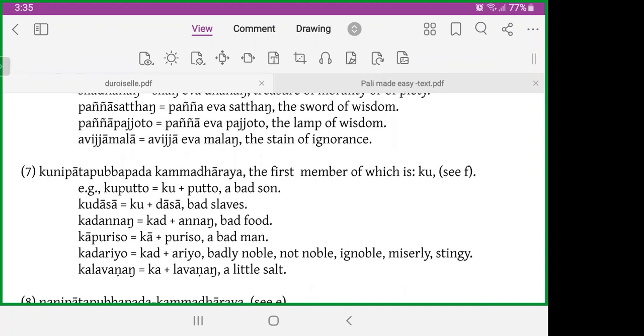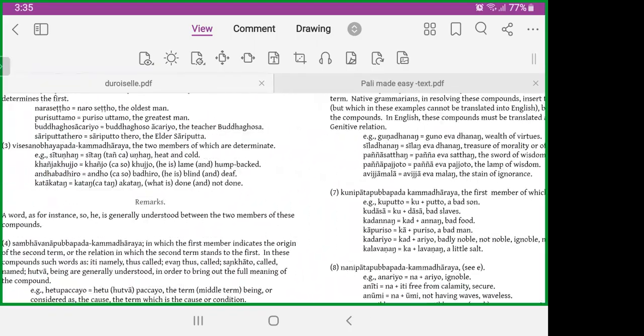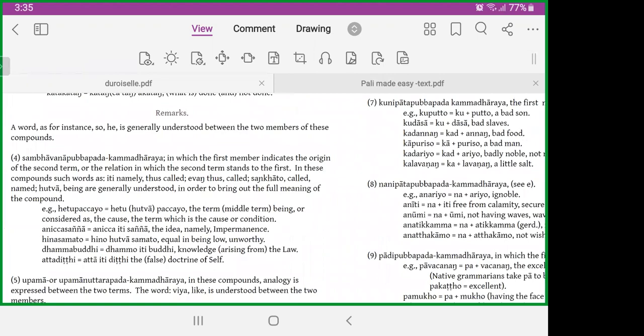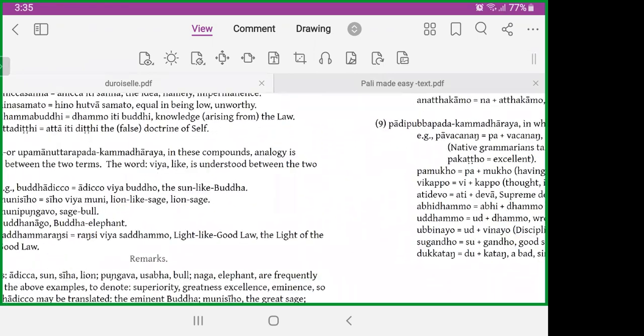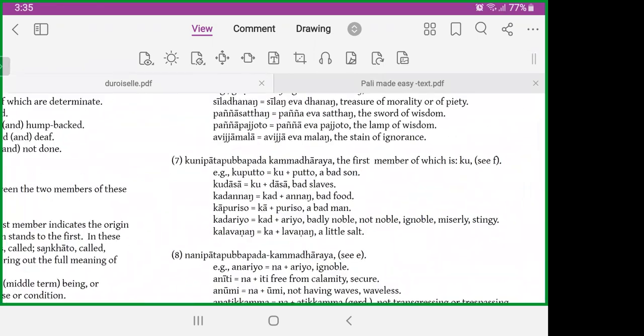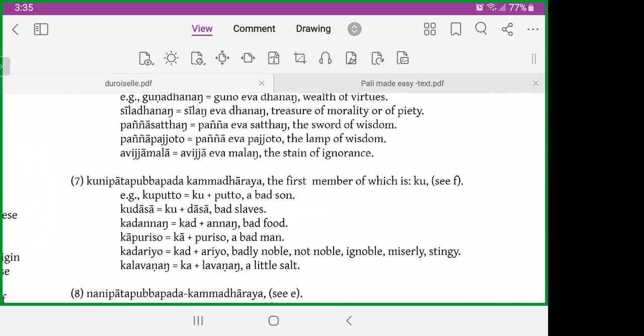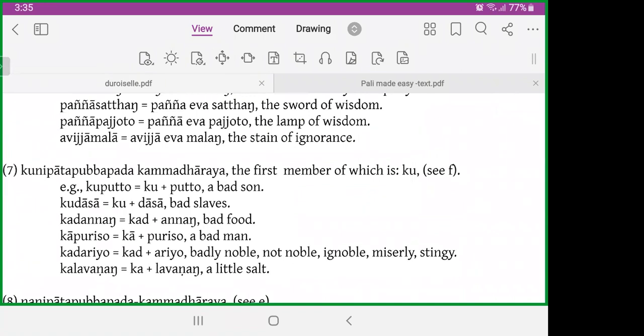So today we actually come from the very difficult one, the sambhavana. Sambhavana is a little bit difficult to understand. Then you have the upama, and after upama is this avadharana. Now we come back to ku. Ku is easy. The meaning of ku is something bad.